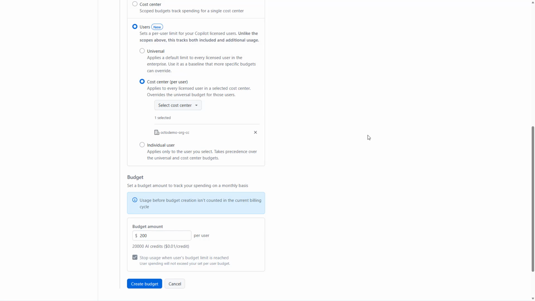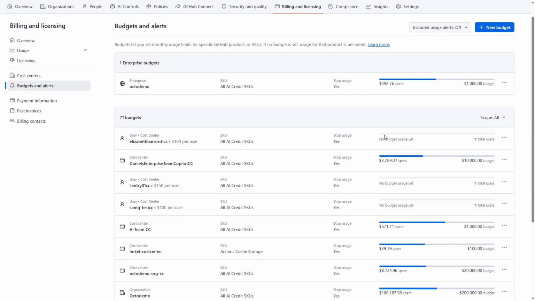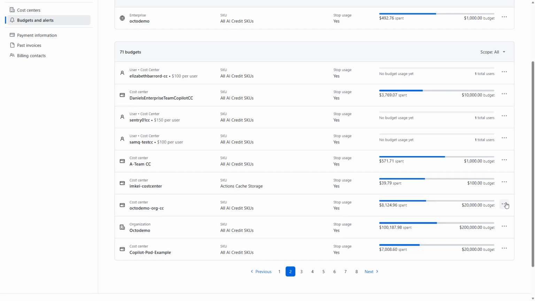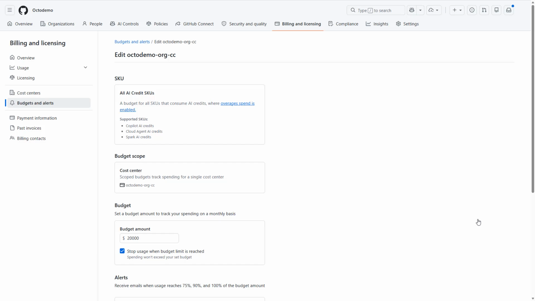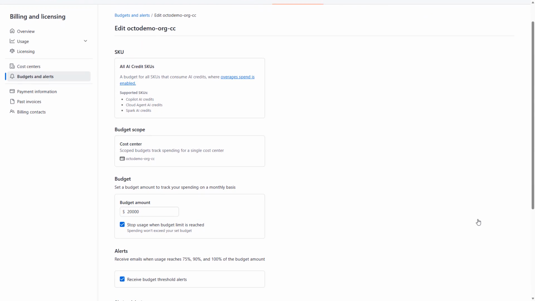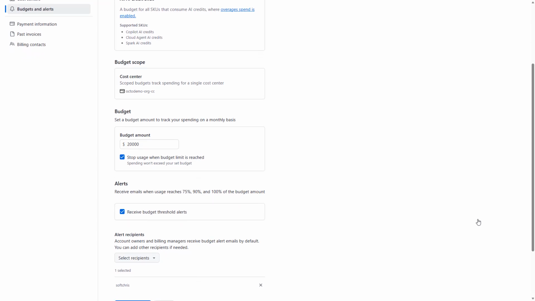The simplest way to remember precedence is more specific first: individual override, then cost center user budget, then universal budget. So instead of managing everyone at one flat enterprise level, administrators can create a layered governance model: broad defaults for everyone, cost center controls for business units, and individual exceptions only when they are needed.